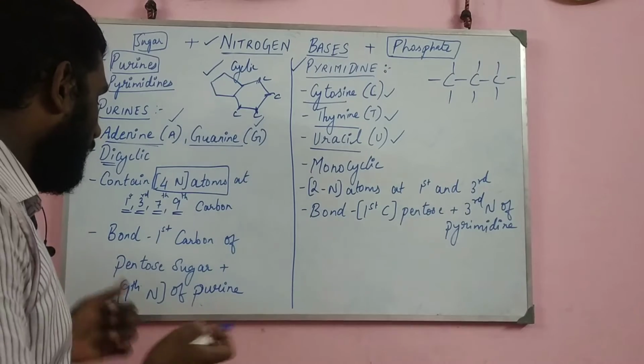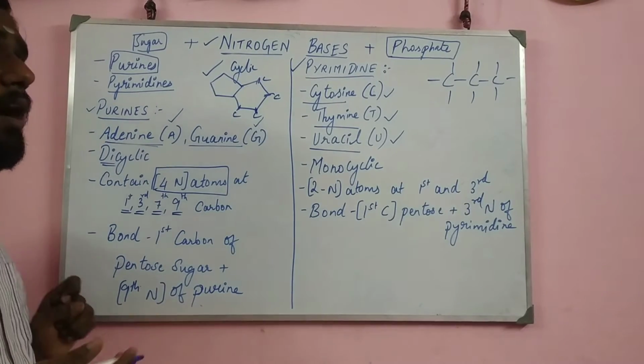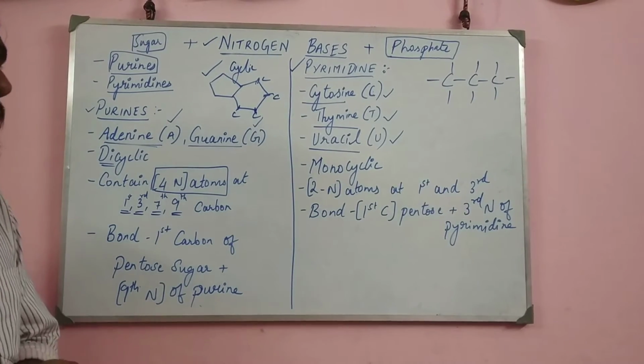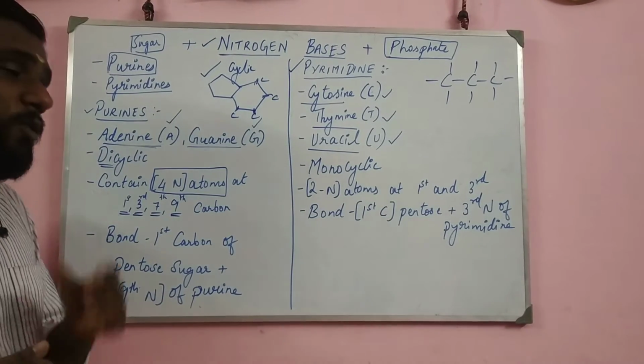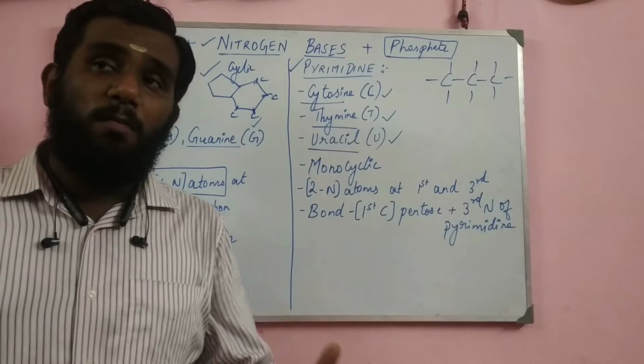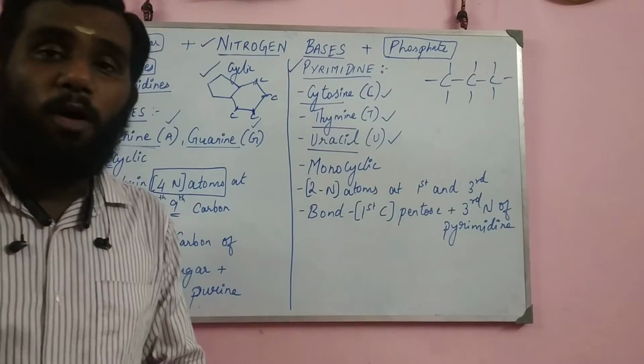So we'll come to that a little later. Fine. Now, how does the bond formation take place? We always know that the purines and the pyrimidines bond with each other. We also know the purines and the pyrimidines bond along with the sugar molecule. How does this bonding take place?